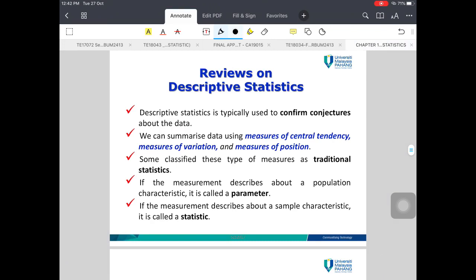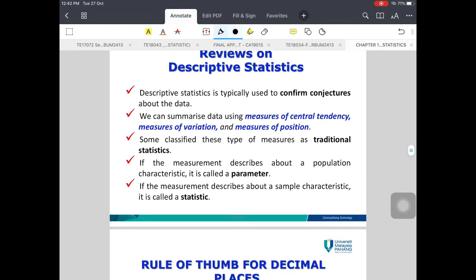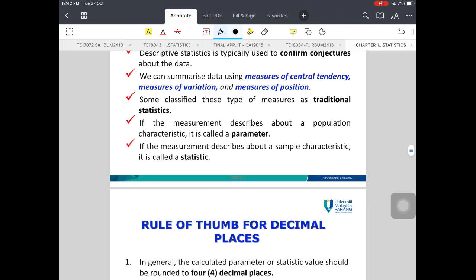Okay, review on descriptive statistics. Typically, it is used to confirm the conjecture about the data, to confirm the assumption about the data set. We can summarize our data by using measures of central tendency, measures of variation, and measures of position. Some of these measures are presented as traditional statistics. If the measurement describes the population data set, we call it a parameter. If the measurement describes a sample data set, we call it a statistic.